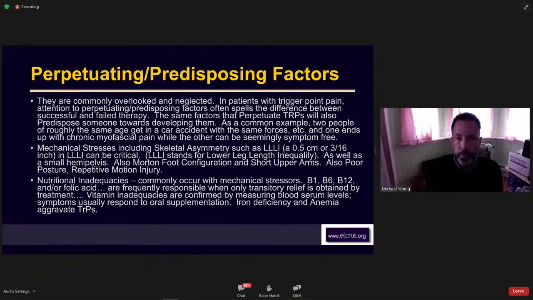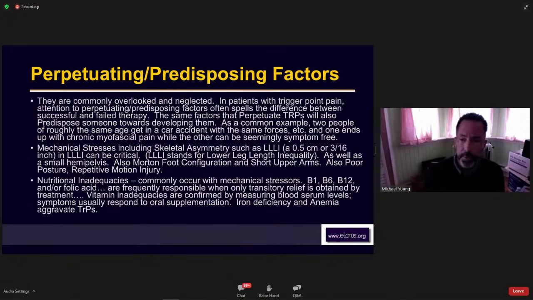Then there's perpetuating or predisposing factors. In Travell's book, they're commonly overlooked and neglected. Actually, this is covered in the second and third editions. Never had the first edition, but it's probably in that one too. In patients with trigger point pain, attention to perpetuating or predisposing factors often spells the difference between successful and failed therapy. Same factors that perpetuate trigger points will also predispose.